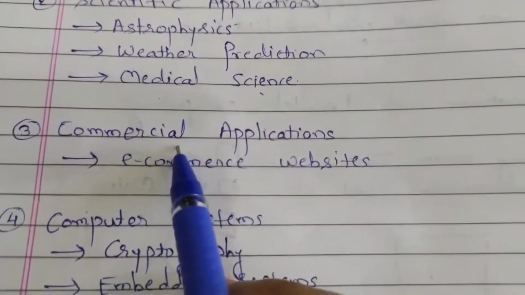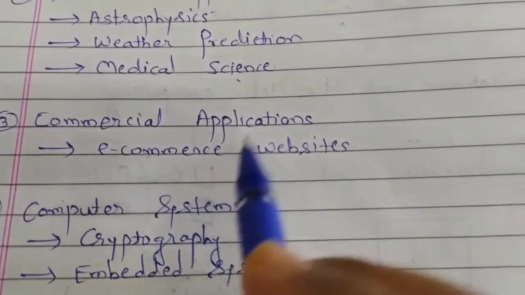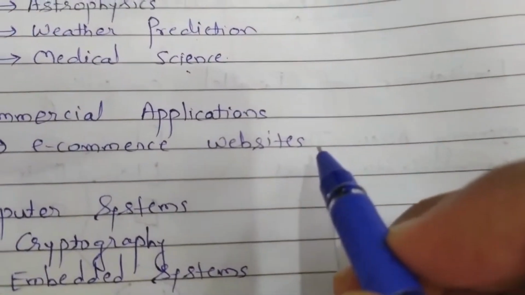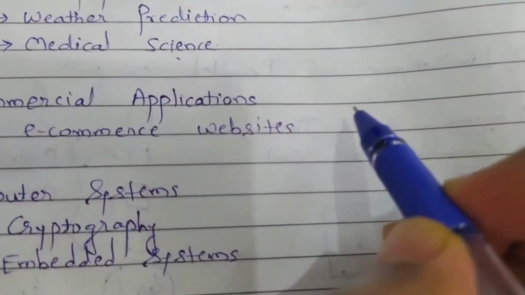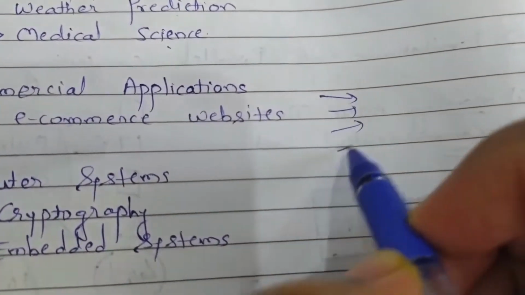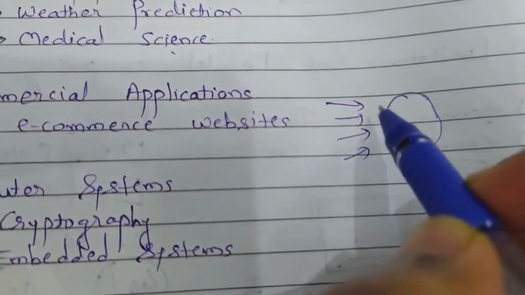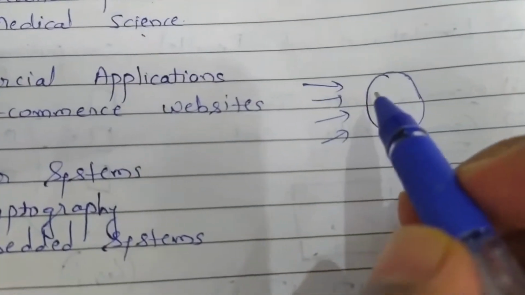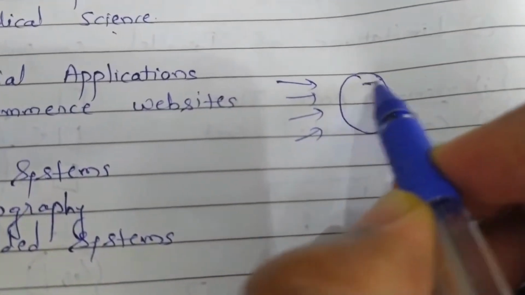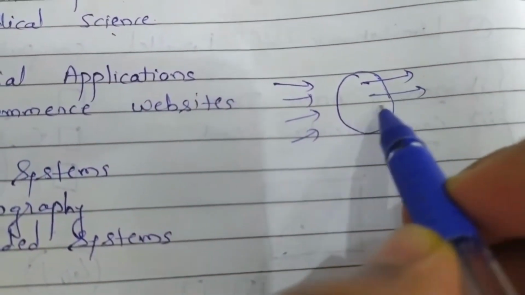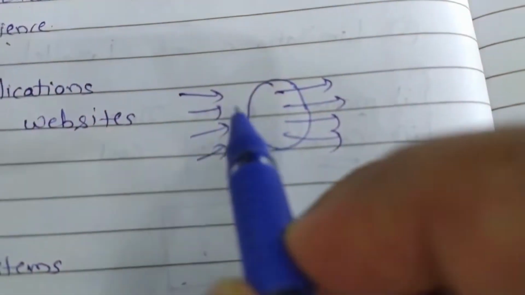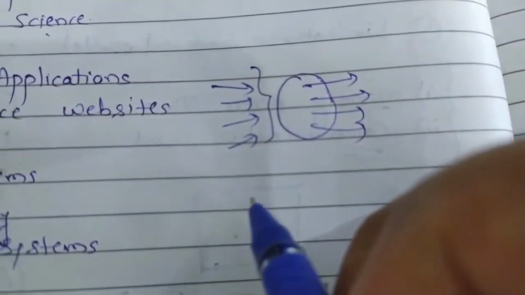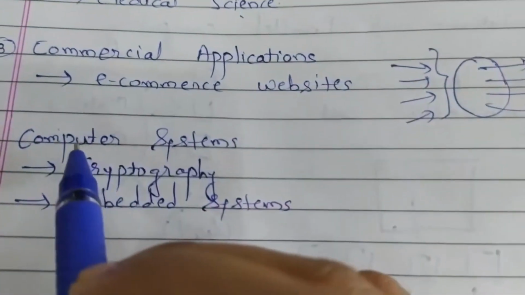It is also used for commercial applications. A good example is e-commerce websites. For Flipkart, sometimes we have Big Billion Days, and for Amazon, we have the Great Indian Sale. Many customers are sending requests to the server, and it is difficult to handle so many requests at the same time. So these requests are distributed, given to different cores or divided into subtasks, and all these requests are satisfied in parallel. In the same way, parallel computing is used in our computer systems.